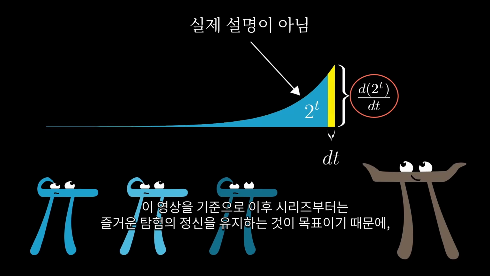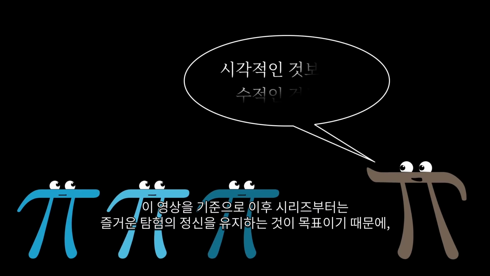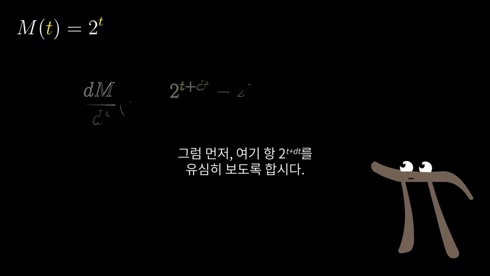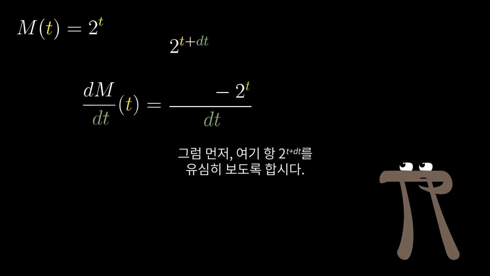And while the goal here, as with the rest of the series, is to maintain a playful spirit of discovery, the type of play that follows will have more to do with finding numerical patterns rather than visual ones. So start by just taking a very close look at this term, 2 to the t plus dt.